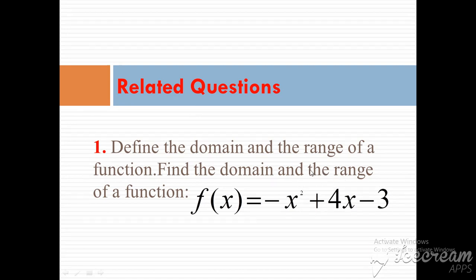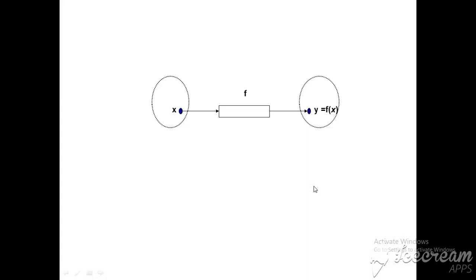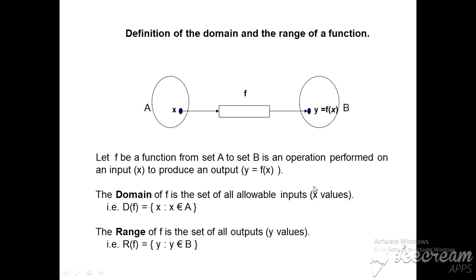This is a quadratic function. We are going to find the domain and range of a quadratic function. First of all, let us define the domain and range of a function. Let f be a function from set A to B, so that the function is defined as y = f(x). That means x belongs to set A and this y = f(x) belongs to set B.